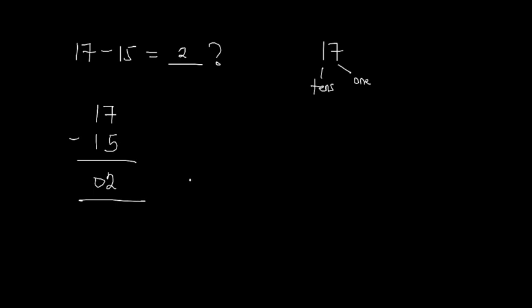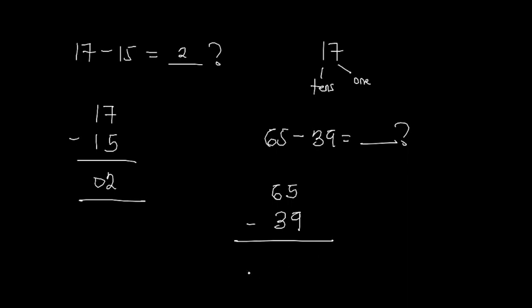Now let's have a look at another example. Say we have 65 minus 39. What is going to be our answer over here? So let's look at that. We have 65 and 39. Our subtraction sign is over here. The first thing we do is we subtract the ones, which is 5 and 9 over here.